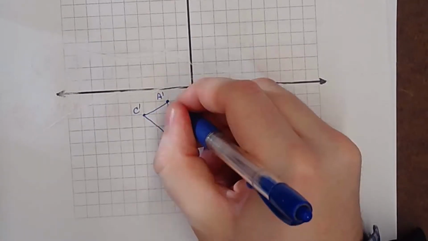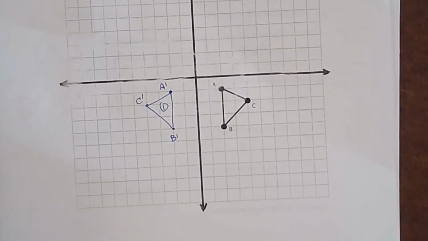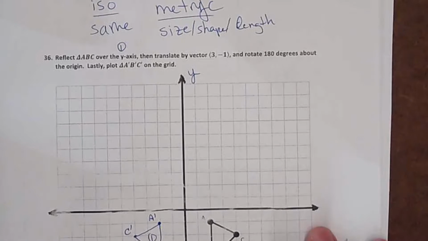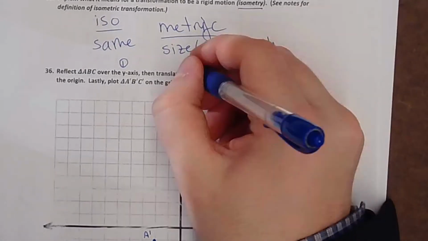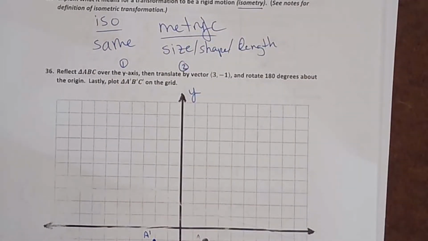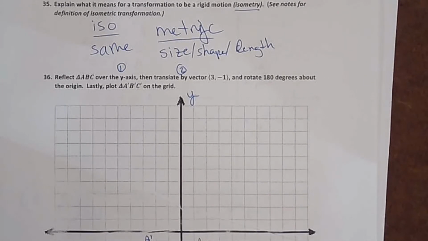How do we feel about that first reflection? Decent? Okay, okay. And then step 2, it says translate it by vector 3 comma negative 1. And that's as confusing as they could have stated it, right? What does it mean to translate? In math, at least. What does it mean to translate something?